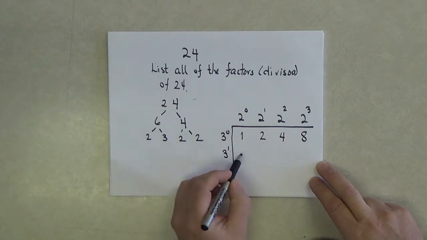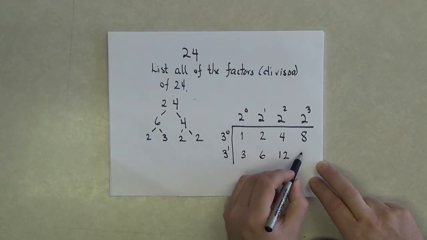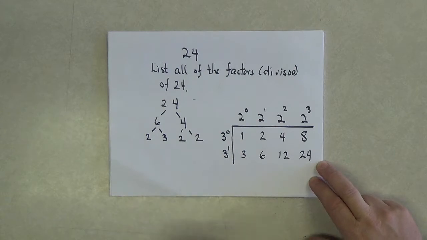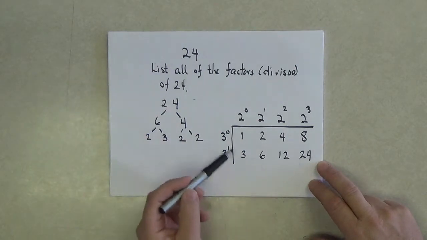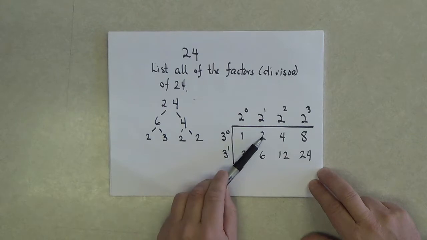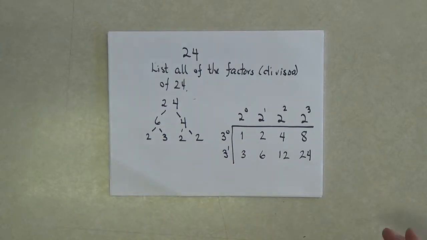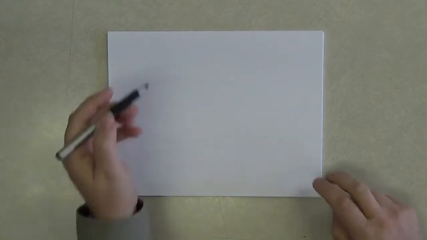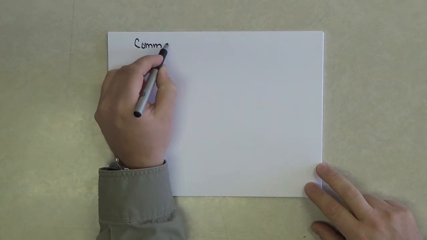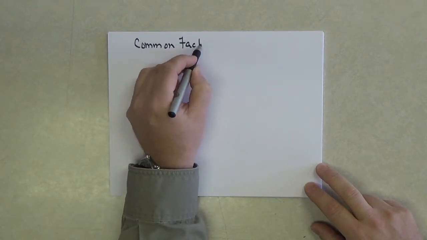And we can see that all of the divisors or factors of 24 are in this list right here: 1, 2, 3, 4, 6, 8, 12, and 24. Very easy, very straightforward. But what we wind up doing in mathematics is sometimes we need a common factor between two numbers. I want to find, let's say, all the common factors between two numbers.